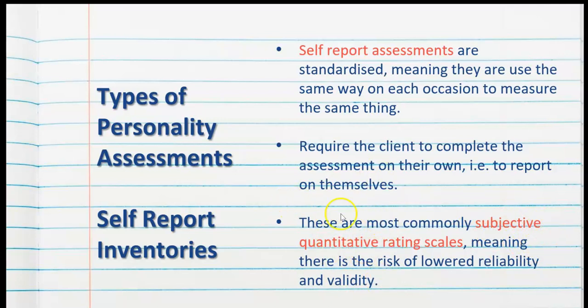Because of that, there is the risk of lowered validity and reliability because, as we know, people can give socially desirable answers, they can lie, they can bend the truth slightly, or manipulate the test to benefit themselves without accurately measuring what it claims to measure, which is obviously their true personality at that time, or their traits or behaviours that they're displaying.